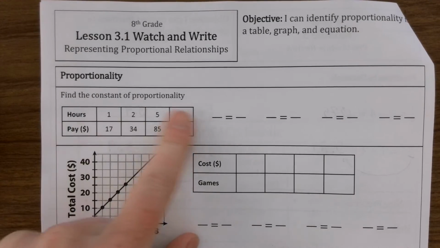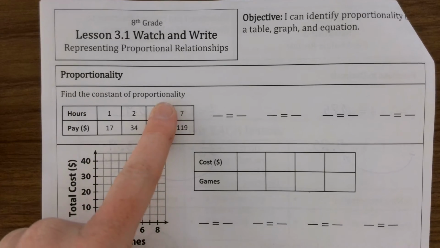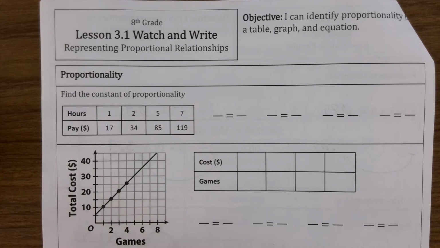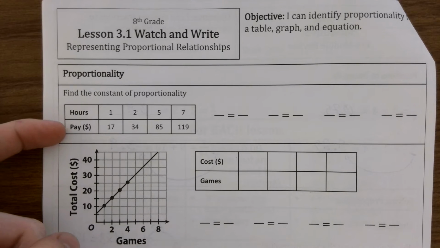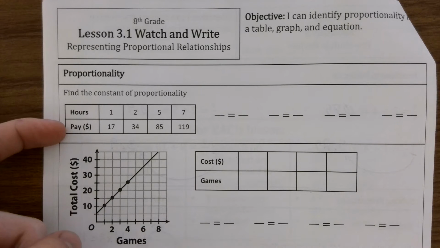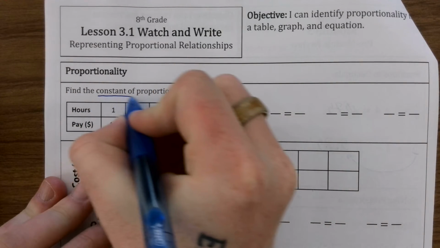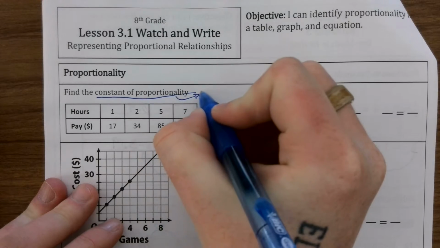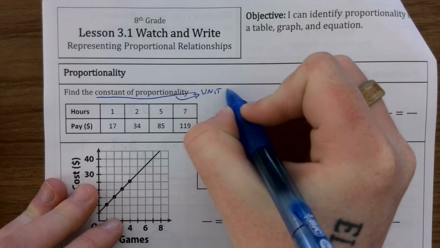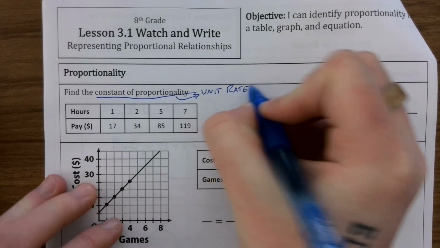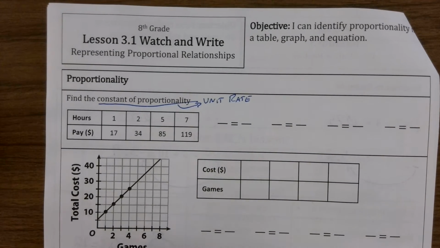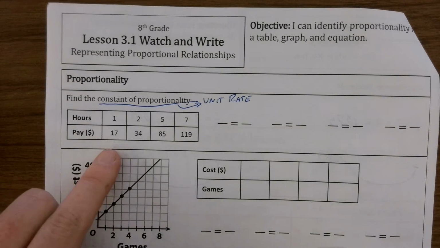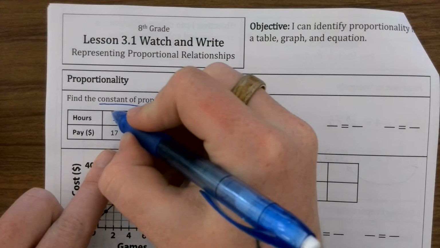So here we have a table, and we're going to find the constant of proportionality, which is the thing that we multiply by. We multiply our hours by something to get how much we're getting paid. It's also known as the unit rate. So constant of proportionality can also be called the unit rate. How much for a single unit? To find our constant of proportionality, we're going to look at our number pairs here.